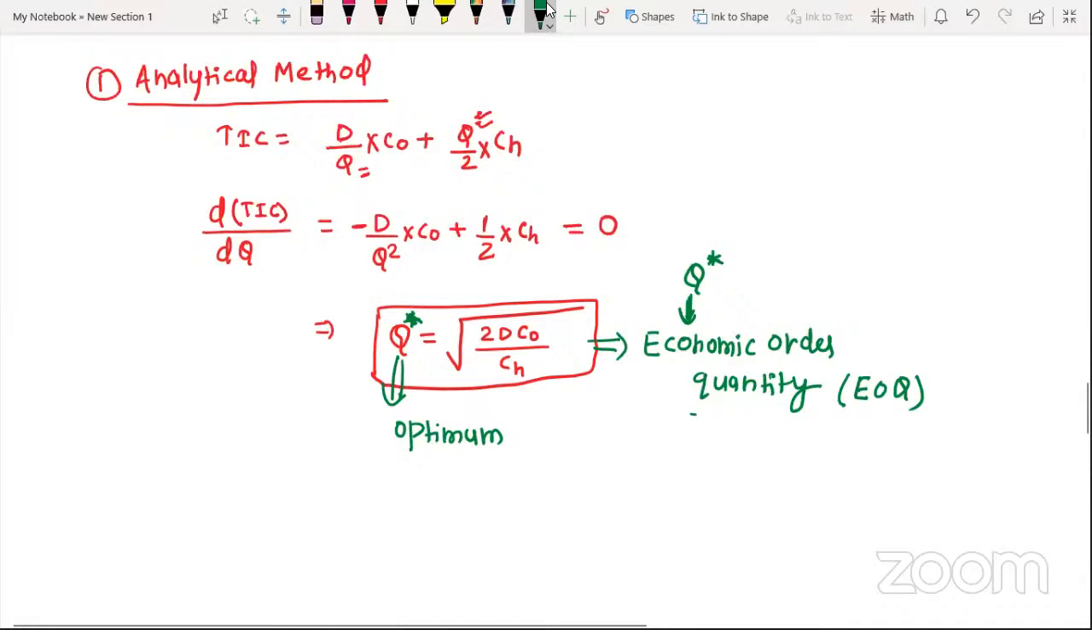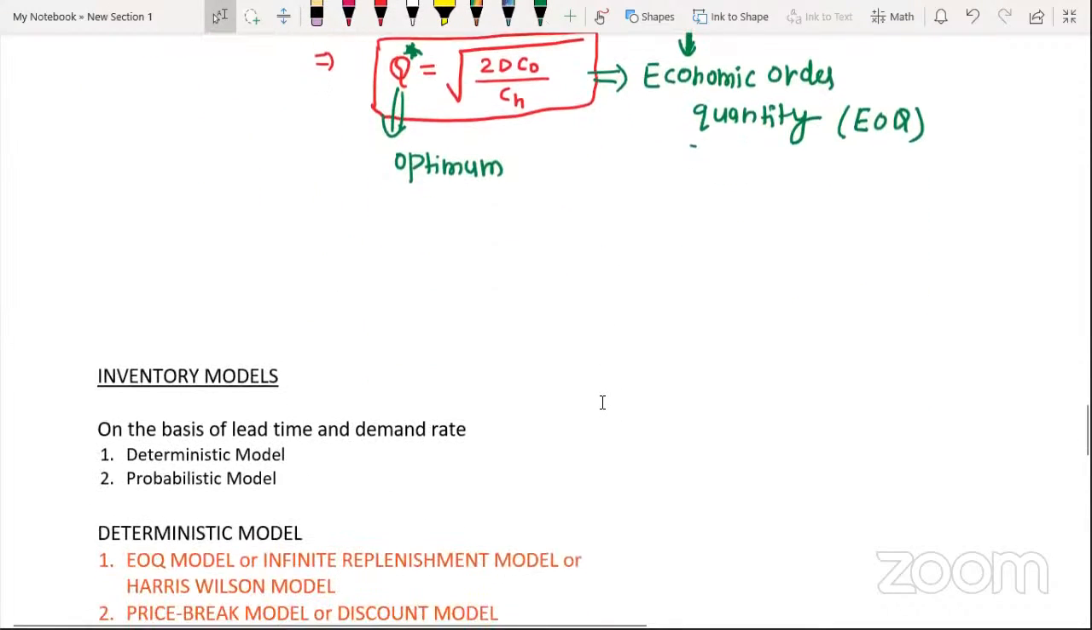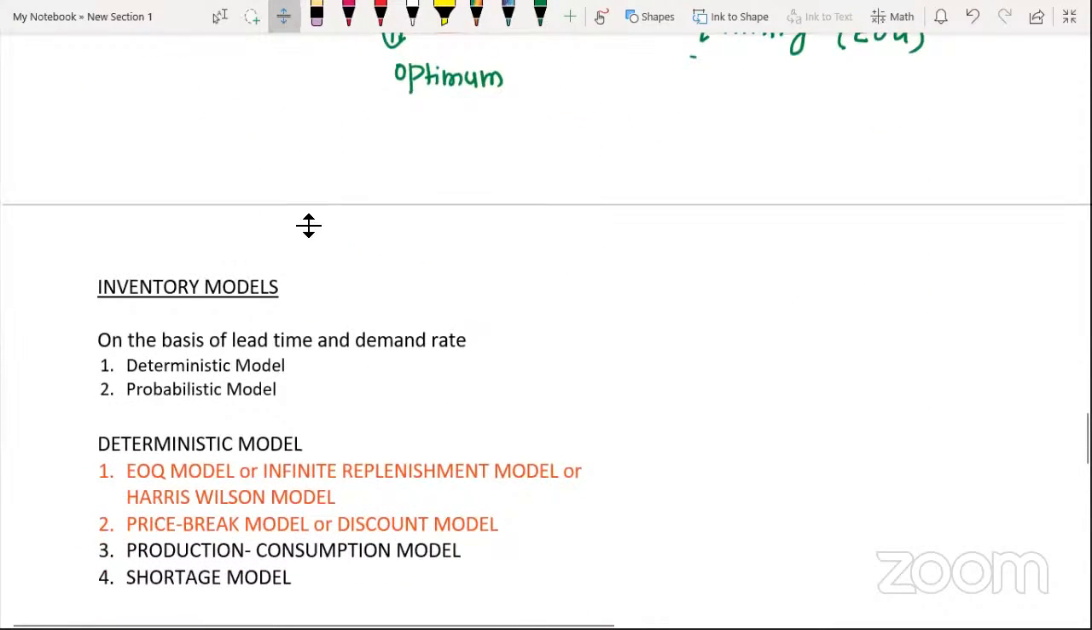And the EOQ formula is very important. Throughout this inventory chapter you will encounter this formula: under root of 2 D C naught by CH. So this is one of the methods, known as the analytical method. Now the second method is the graphical method. From the graphical method also you can find this formula.